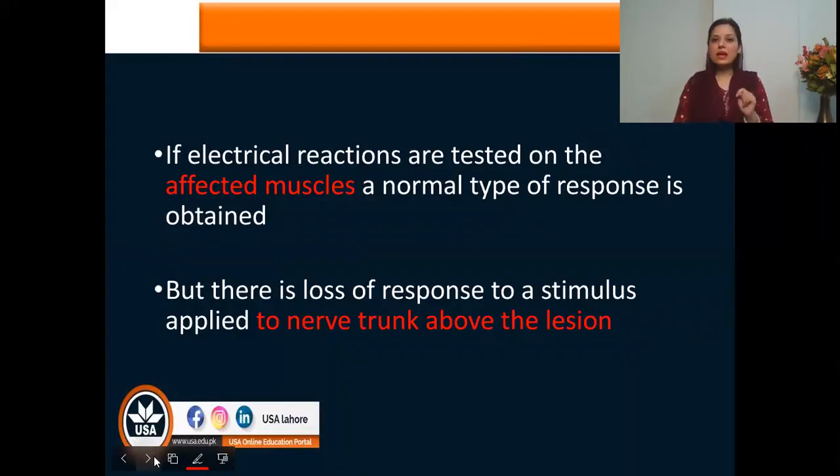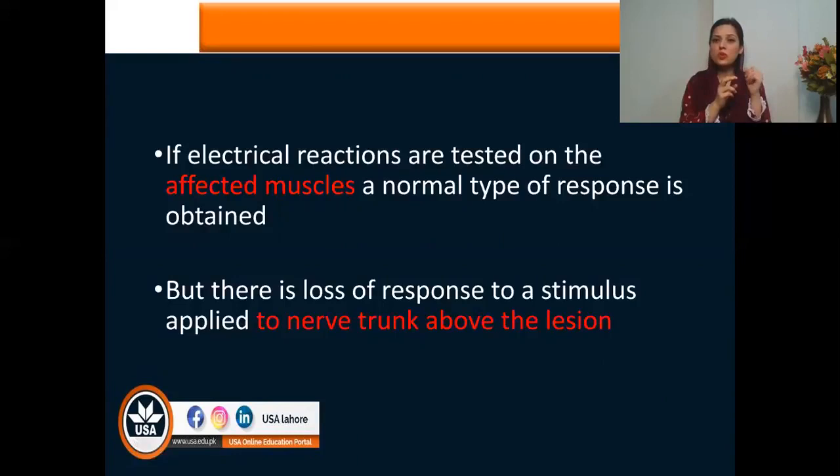If the electrical reactions are tested on the affected muscle, a normal type of response is going to occur. We're saying there is somehow a lesion in a nerve. Let's suppose in the case of carpal tunnel syndrome, there is a lesion at the level of the carpal tunnel over the median nerve. The issue is there is inflammation around this tunnel due to which the median nerve is compressed, causing tingling and numbness in the hand, resulting in weakness, and so on. So in such a case, if the electrical reactions are tested over the affected muscles, a normal response is going to occur.